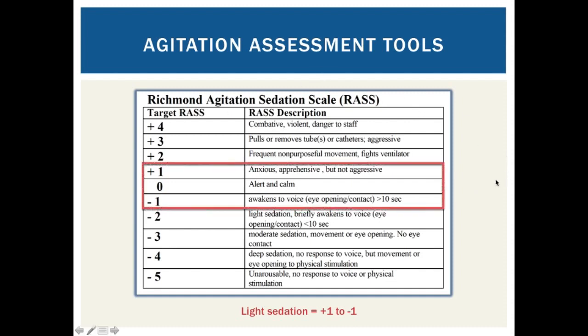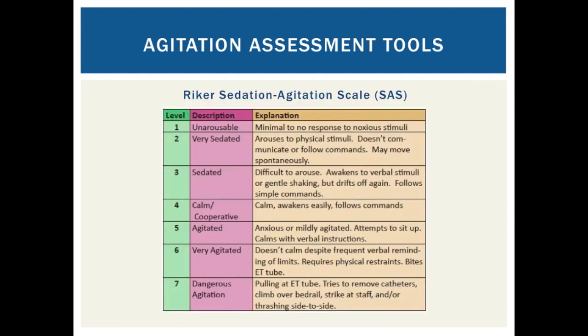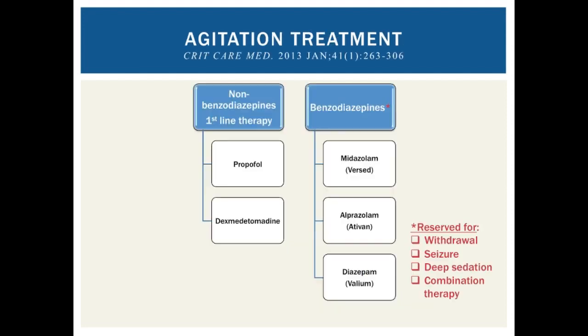You can see here in a goal RASS, what you would target, you would want light sedation from either a +1, a 0, or a -1. That would be your ideal range. And then here is the SAS, or the Riker Sedation Agitation Scale. Again, you're shooting for the middle of the road: calm and cooperative, easily awakens, follows commands.